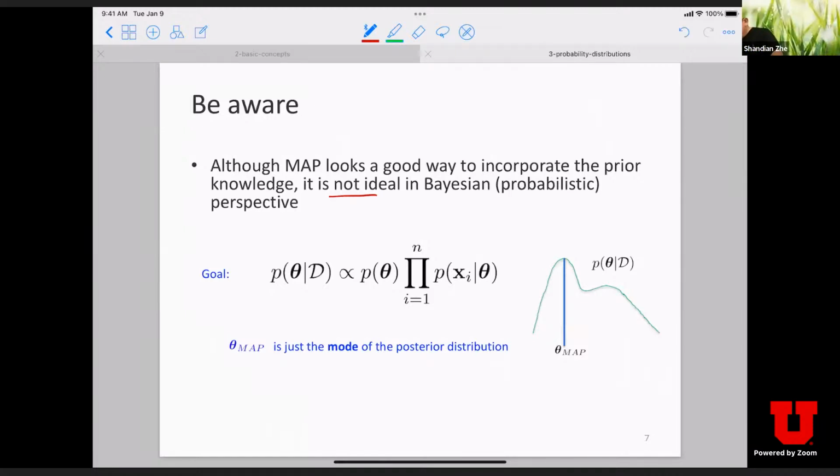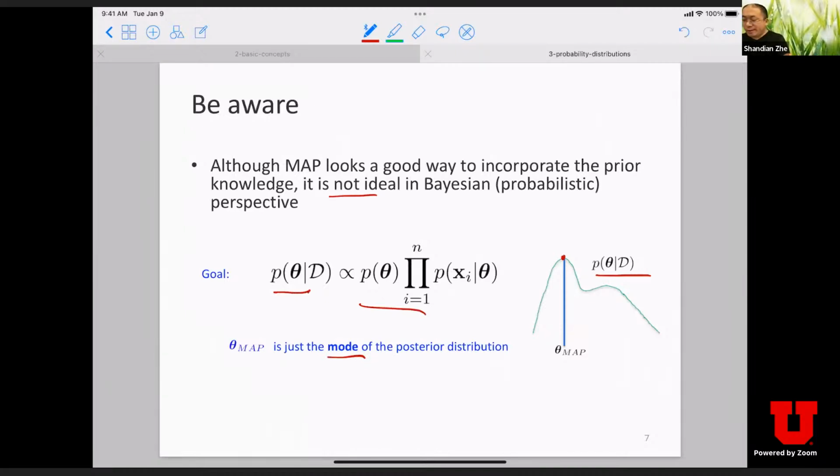If we only do MAP estimation, suppose this is a posterior distribution, which is quite complicated. If you just do MAP estimation, you're just going to find one point in the posterior distribution, which gives the maximum posterior probability density, but doesn't cover the whole distribution. In the Bayesian world, we actually want to compute the whole distribution of the parameters theta given the observed data D. And MAP estimation only gives you one mode of the posterior distribution.